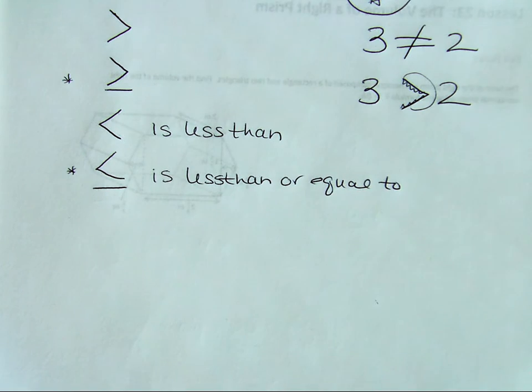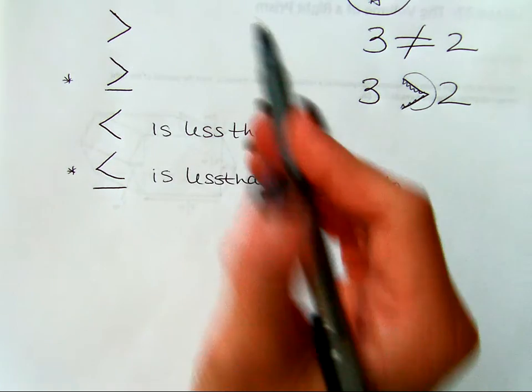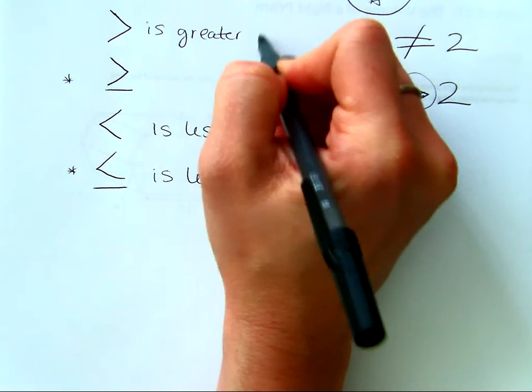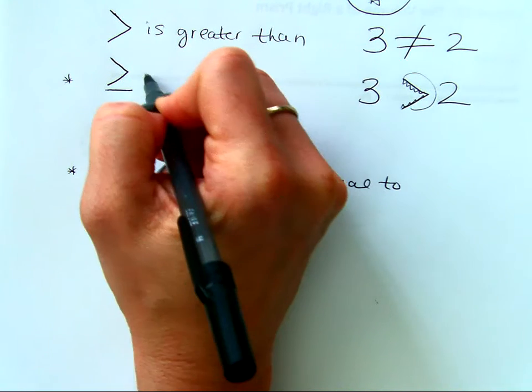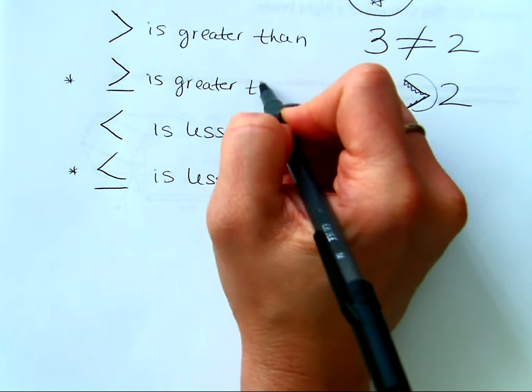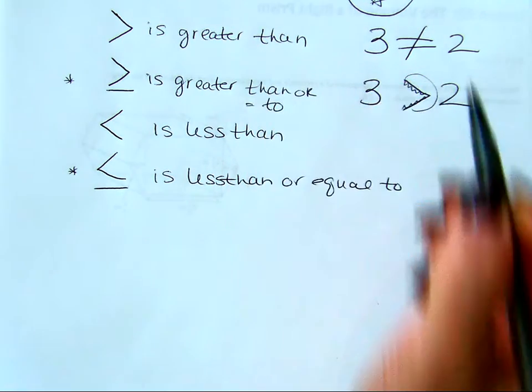And we're going to talk about what that means. So then if this is the is less than or equal to, this one up here is the is greater than, with this one being the is greater than or equal to. And we're going to talk about what that means.